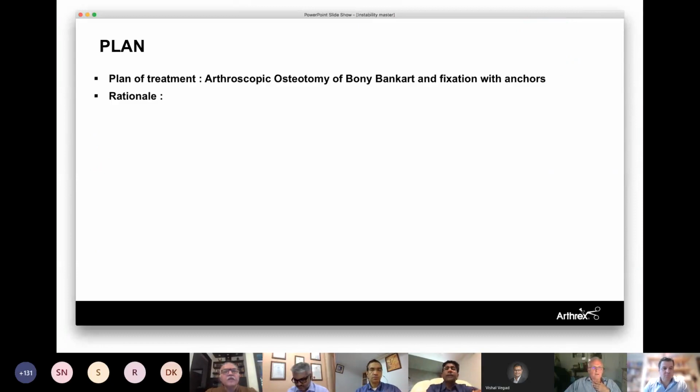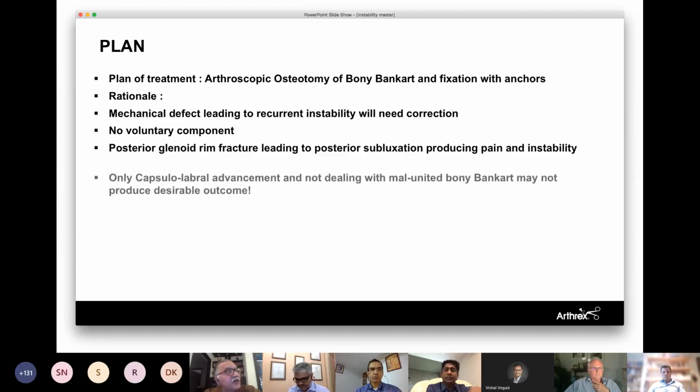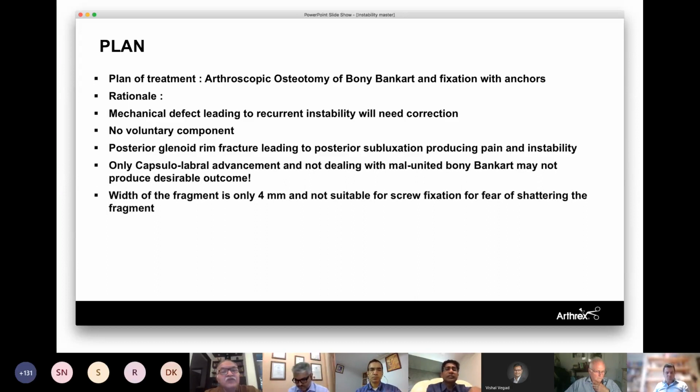Right. This is your plan. So, yes, that was my plan, because I didn't see a very convincing labral lesion in the MRI, and I know that this guy is subluxating at least 3 to 4 times a year. There was no voluntary component, although he was Beighton score 6/9. So it's a posterior glenoid fracture leading to posterior subluxation, producing pain and instability. And only an endoscopic procedure wouldn't bring the malunited fragment to its level and support the bone. The width of the fragment is only 4 millimeters, so it's not suitable for screw fixation because I may shatter it, and it's 3 years old. So I thought of going ahead with an arthroscopic osteotomy of the bony Bankart and fixation with anchors.